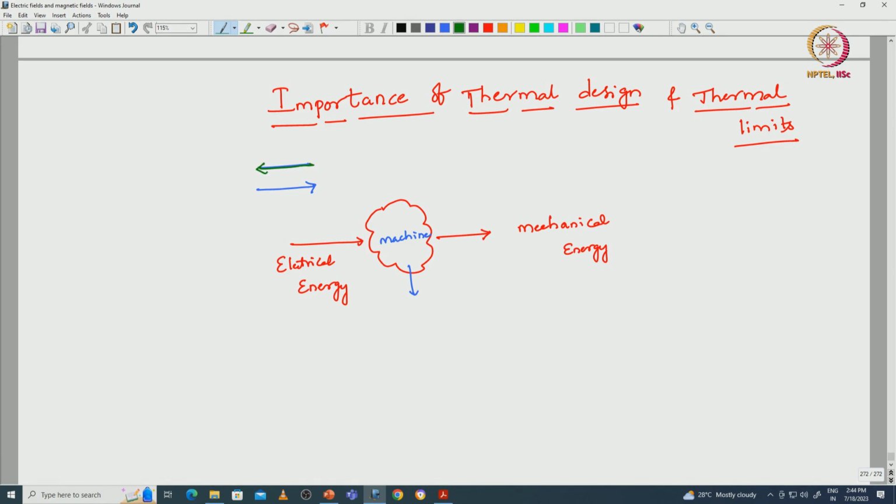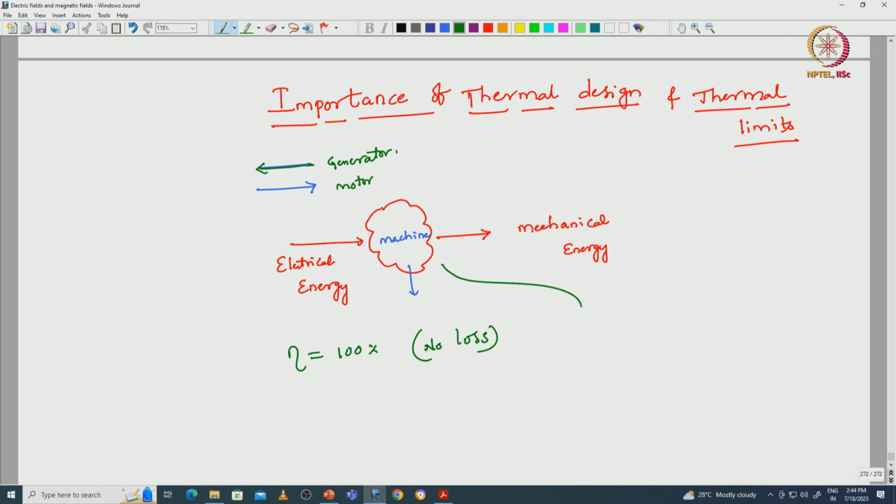The machine which is converting electrical energy to mechanical energy, that is motor. The machine which is converting mechanical energy to electrical energy, that is generator. In an ideal electromagnetic system or ideal machine, the efficiency is equal to 100%. There is no loss.